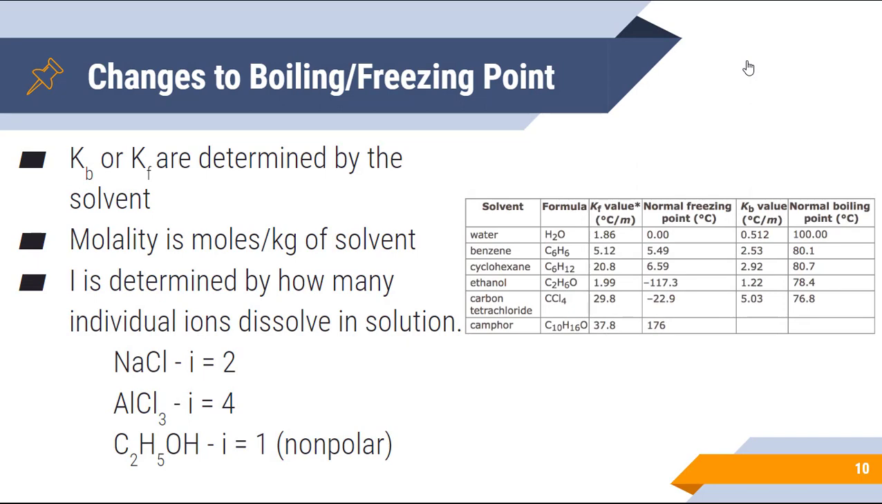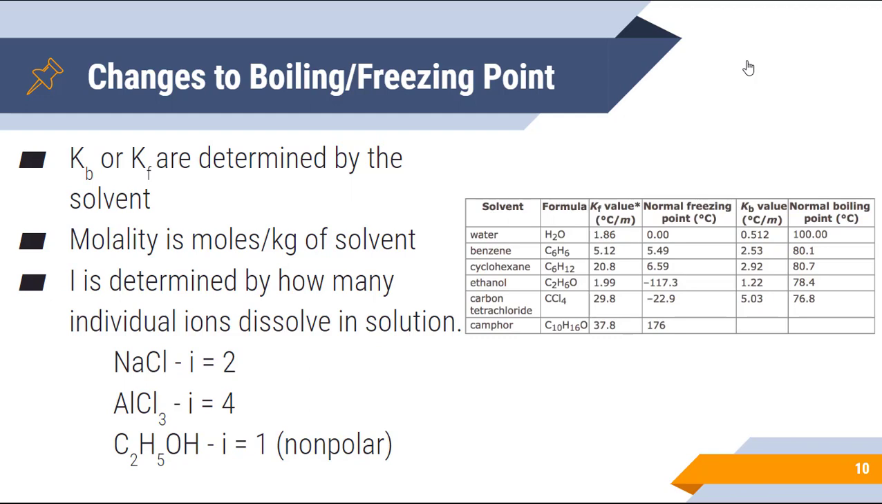So Kb and Kf are determined by the solvent. You want to look at what you're dissolving in, and that will help you determine Kb or Kf. Your molality is moles over kilograms of solvent, which is fairly easy to calculate. Now i is the Van't Hoff factor, which is determined by how many individual particles dissolve in the solution. For example, NaCl, by the dissociation equations we've been talking about, breaks apart into two separate ions, one sodium and one chlorine. AlCl3, however, dissociates into four individual ions, one aluminum and three chlorine.